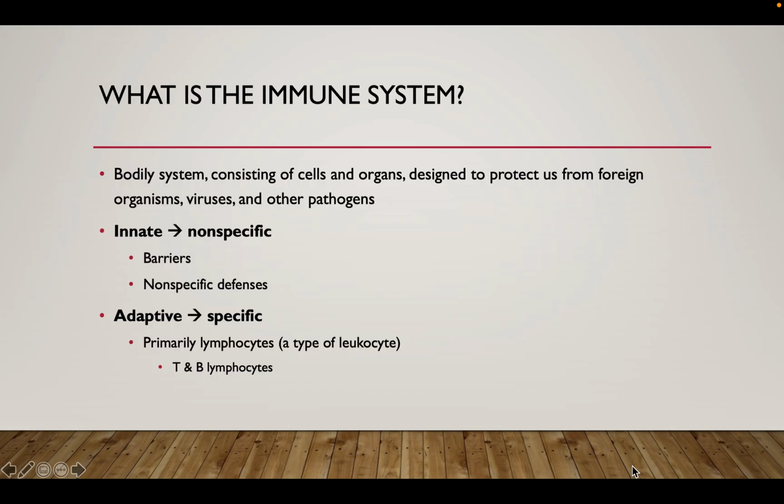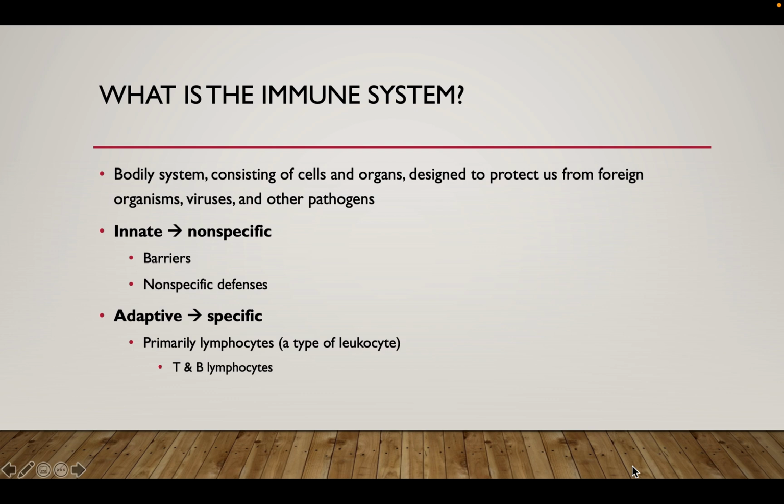So the immune system is going to be one of our bodily systems that has different cells and organs that is designed to protect us from foreign pathogens. So anytime we say pathogen, that is just some type of foreign invader. It can be a bacteria, it can be a virus, it can be a parasite, it can be anything that is not supposed to be in our bodies.